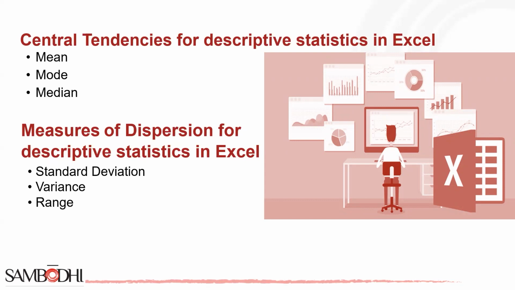Median, this value splits your data in half. Half the values fall above the median while half are below it. It's best for skewed distributions.